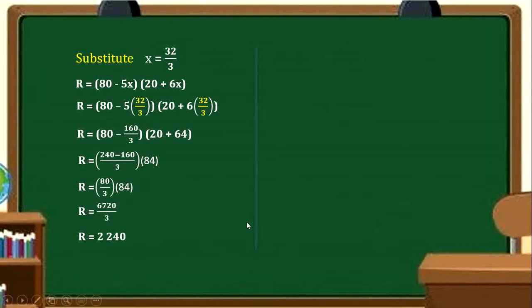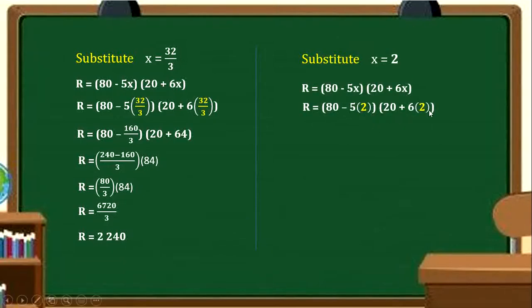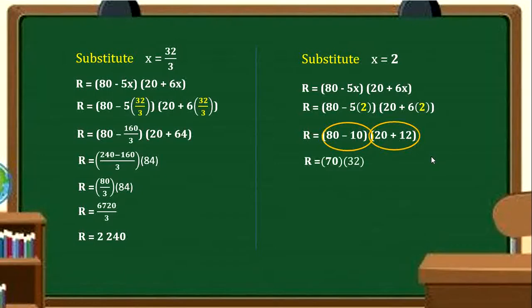So, tama. And then, if x is equal to 2, so, papalitan lang natin siya ng 2, yung dalawang x. So, magiging 80 minus 10 times 20 plus 12. Okay? So, magiging 70 times 32. So, R is equal to 2,240. So, tama din yung naging sagot natin. So, again, ang dapat na maging price charge natin ay 80 over 3 or 26.67 and 70 para ma-reach natin yung revenue na 2,240.